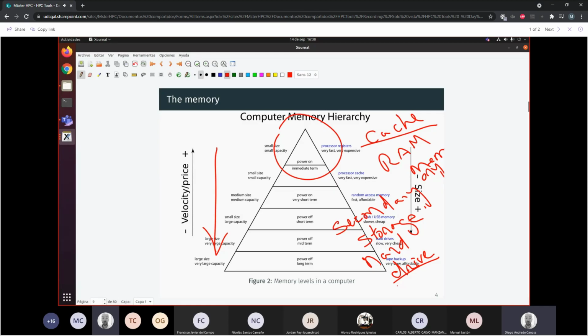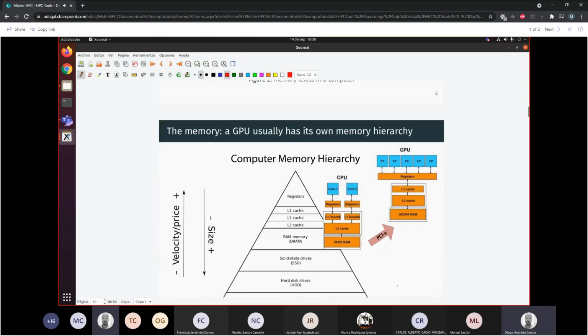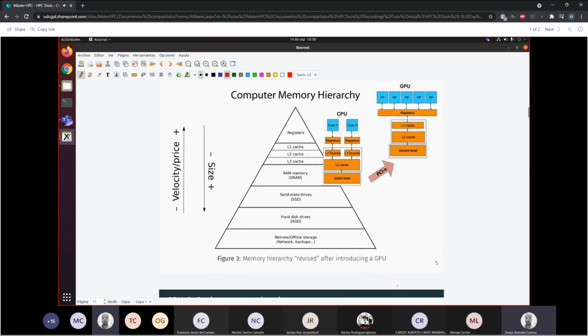And I would like to show you how different this can be between a CPU and a GPU. Some of you are going to have two different subjects.